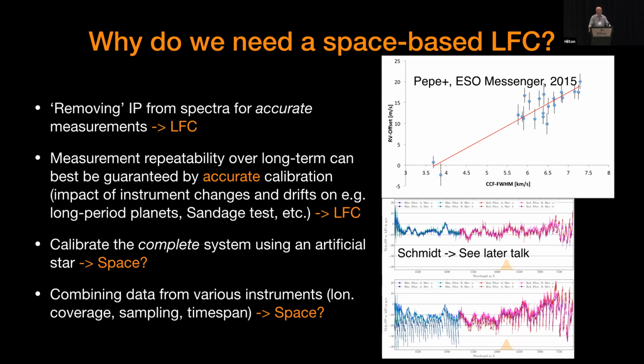So here we would like to propose an artificial star, where you feed the whole system directly with the calibration source. And the other aspect is that we have no guarantee or no means to link together different measurements from different instruments over a long time span. So again, if we had an external calibration source which would be accessible to all instruments and all observatories, for example from space, it would solve the questions of longitudinal coverage, sampling, and time span.